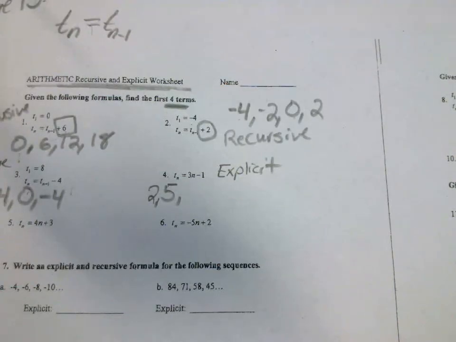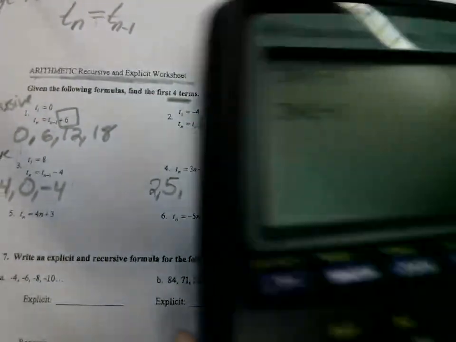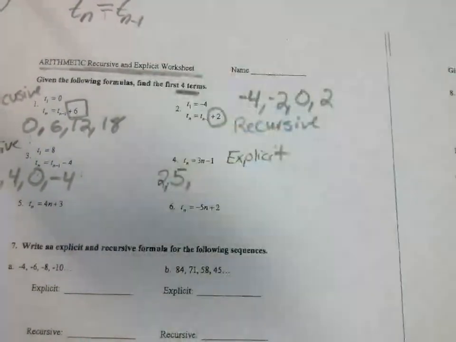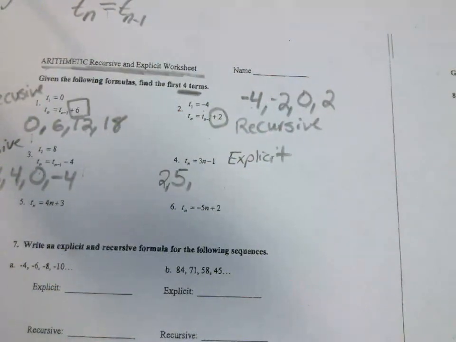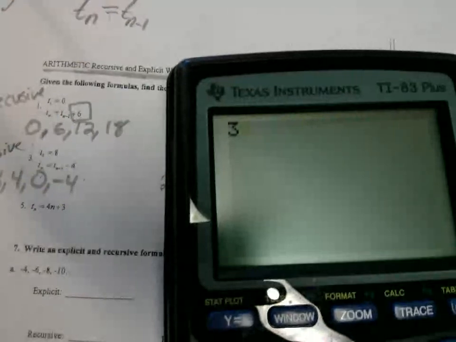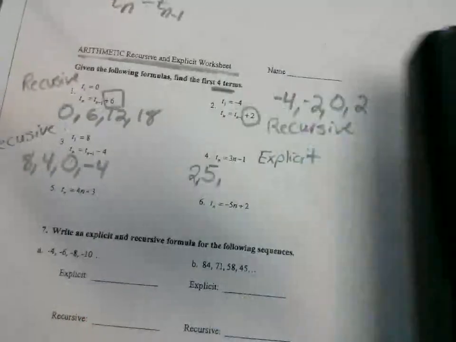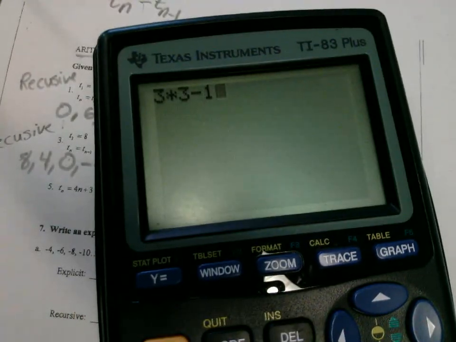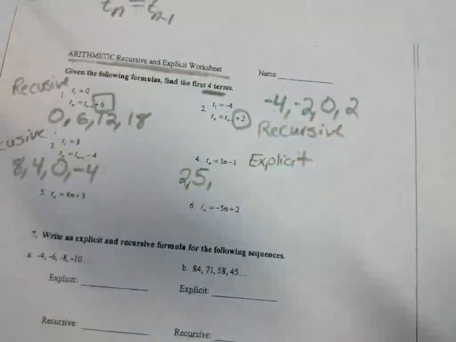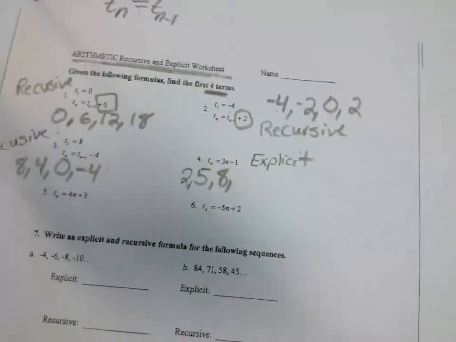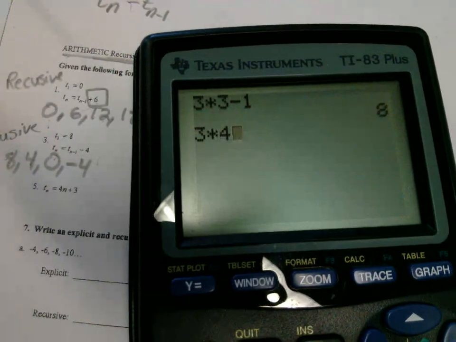How do I find the third term? 3 times 3 is the third term. So I'm substituting 3. 3 times 3 minus what? And what does that give you? How do you find the fourth term? You substitute 4. 3 times 4 minus 1. What does that give you?